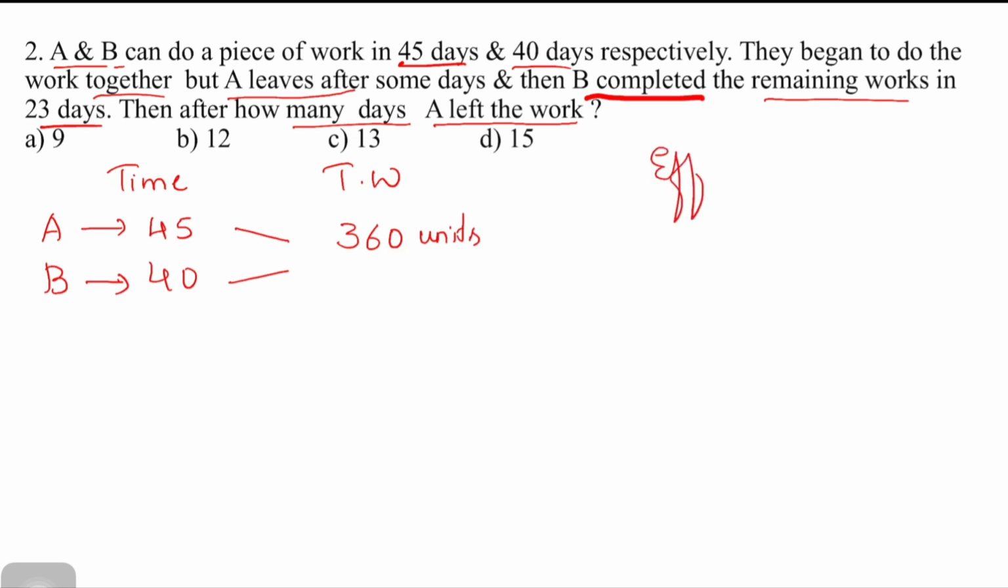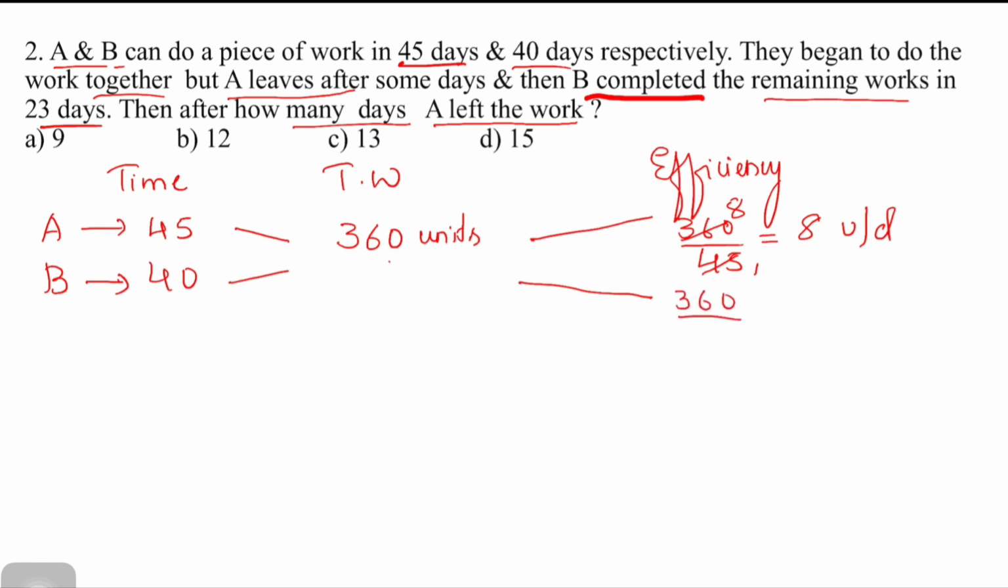Now let us see the efficiency. If A completes 360 units in 45 days, then in one day how many units will A complete? 360 divided by 45 is 8 units per day. And B will complete 360 units in 40 days, so in one day, 360 by 40 is 9 units per day.